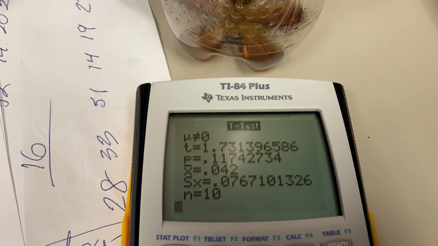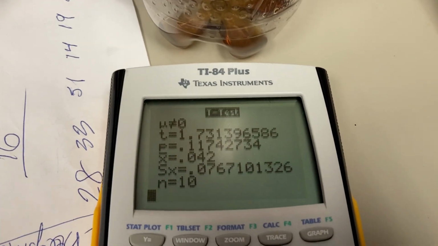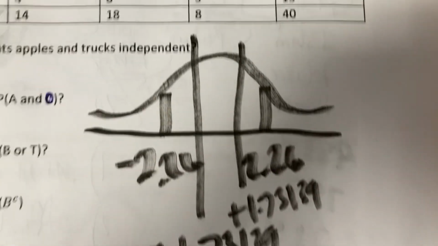let me very quickly draw this just so you see it. And I'm going to put the phone down for just a moment. My apologies for that. So negative 2.26, 2.26, and then here's my negative and positive 1.73139. Oops. Negative and positive 1.73139. Okay, so this is a two-tailed test.